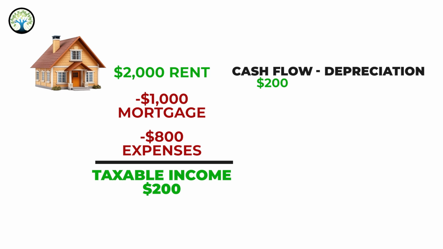You have $200 of cash flow, but then you probably have depreciation on top of that, which is a non-cash deduction. Let's say your depreciation is $500. That means you actually have a $300 loss that in many cases you can use to offset income from your W-2. So you actually have a negative tax rate. In other words, you're making money from taxes. So it actually is an increase to your cash flow.